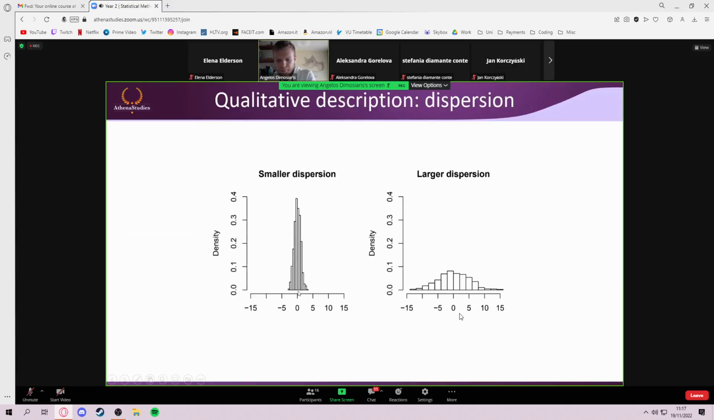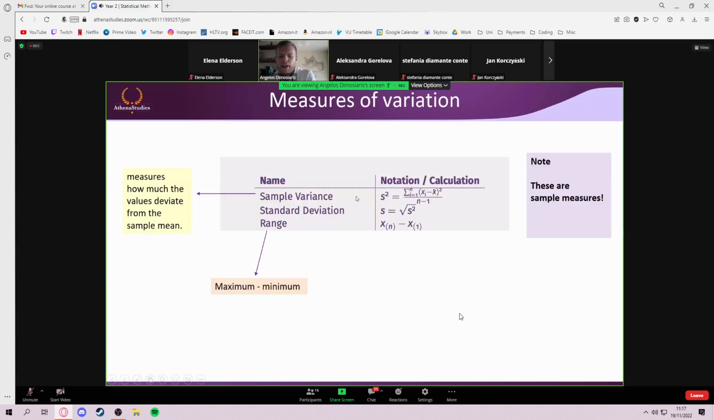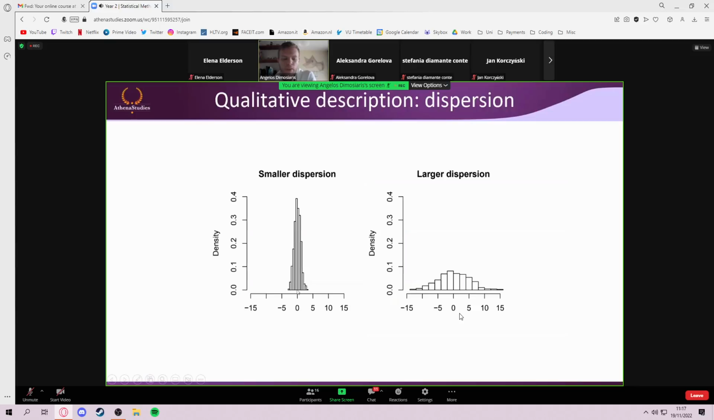So let me also discuss the range, and I will come back to it. So the range is very easy. It's the maximum and the minimum, right? So the range is between the maximum value and the minimum value. So let's try to see all of these three measures in the histogram here. Of course, we cannot calculate it. Let's first discuss the range.